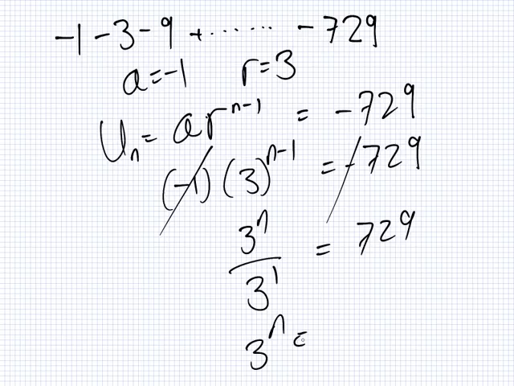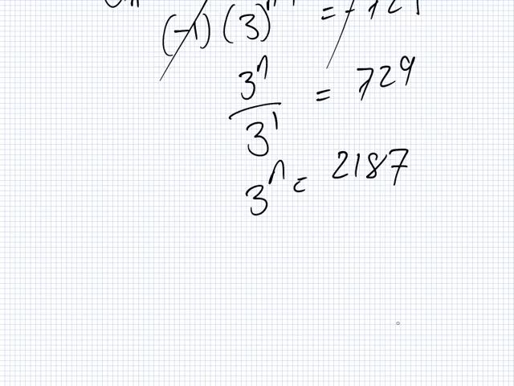Now, it has decided it's had enough of teaching you. No, we're back. 2187. I'm going to guess 3 to the power 8. No. Ah, one off. 3^N can be changed into 3 to the power 7. So the N here is 7.